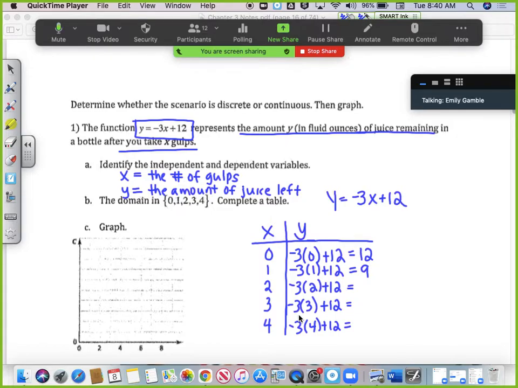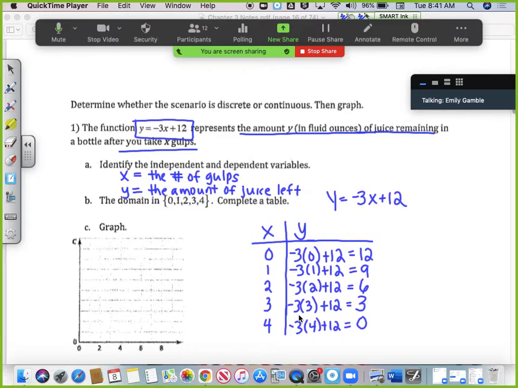All right, when x is 2, what is y going to be equal to? What's negative 3 times 2 plus 12? Yes, 6. What about 3? When x is 3, what will y be? What's negative 3 times 3 plus 12? Yep. And then what about when x is 4, what will y be? What's negative 3 times 4 plus 12? 0. Correct. All right, so here are the 4 range numbers that go along with our domain. So we have 12, 9, 6, 3, and 0.